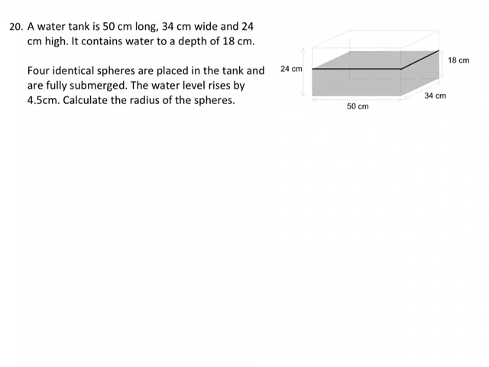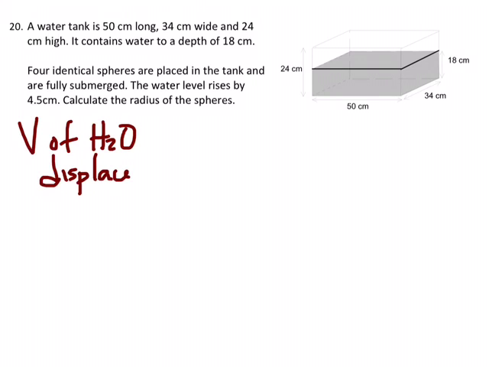Calculate the radius of the spheres. There's more than one way to do this. Here's perhaps a bit of a faster approach. We know that these spheres are causing the level to go up because of water displacement, right? So the volume of water displaced will equal the volume of the 4 spheres.